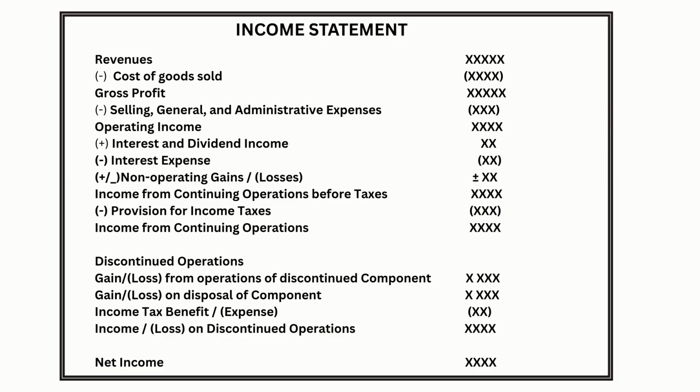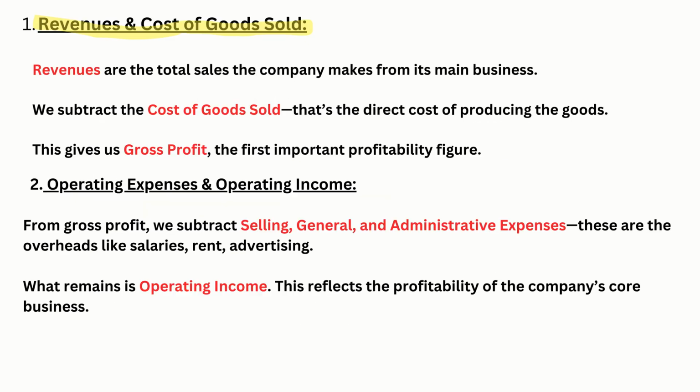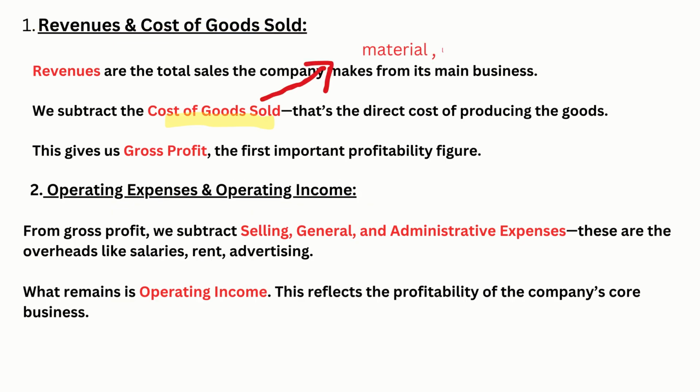Now let's walk through the multi-step income statement, which shows the breakdown of a company's profitability step by step, from core operations to any unusual activities. 1. Revenues and cost of goods sold. Revenues are the total sales the company makes from its main business. We subtract the cost of goods sold. That's the direct cost of producing the goods. This gives us gross profit, the first important profitability figure. Example: if we sell cakes, revenue is from cake sales. Cost of goods sold includes flour, sugar, etc.